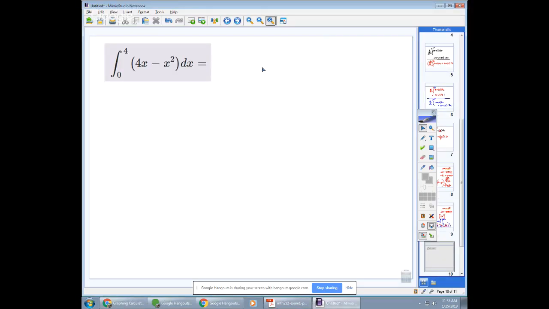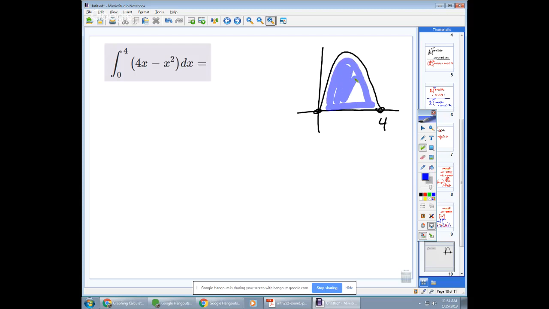So here comes the work to go with it. I'm just going to draw my rough sketch and do my work. There's 0, there's 4. This goes up, comes down. So we are finding this area right here. I think this one's pretty straightforward. I'm going to have 4 times the antiderivative of x, which is x squared over 2.